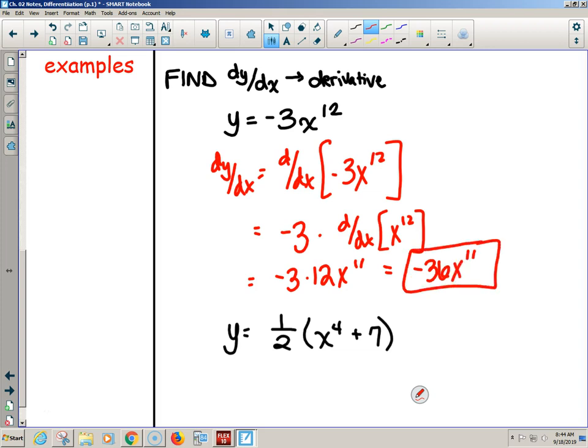Did I take quite a bit of time to do that? Yes. Could some of you get to the place where you just bring down the 12 and say, oh, -3 times 12 is -36, and write x to the 11? Just don't make mistakes. I don't mind you going fast if you're doing it perfectly. If you guys are ready, go derive number 2.